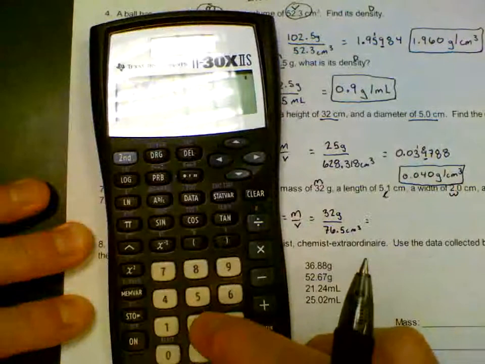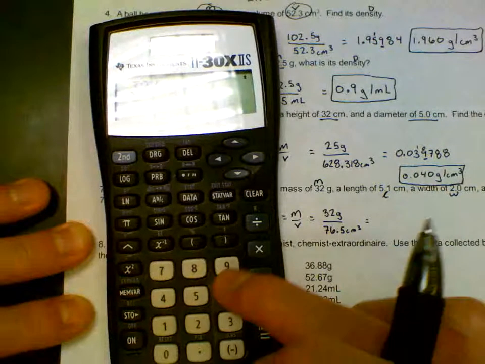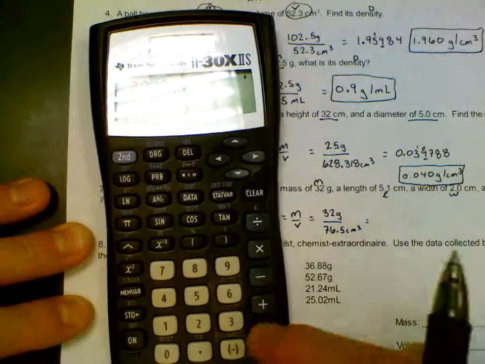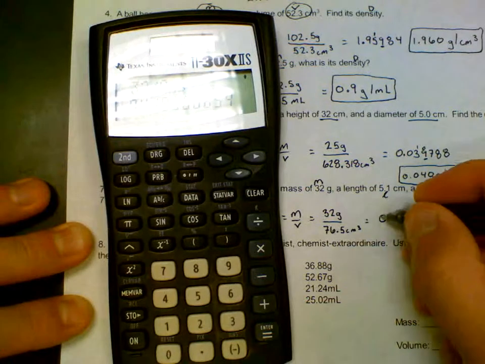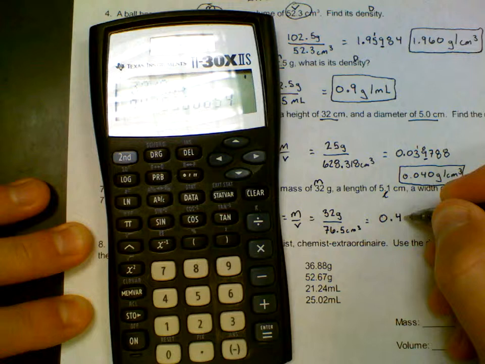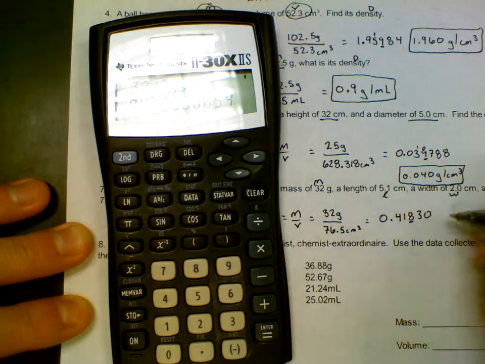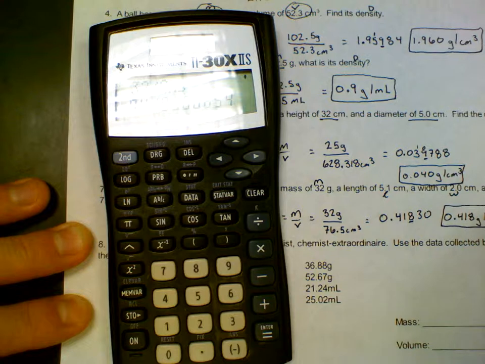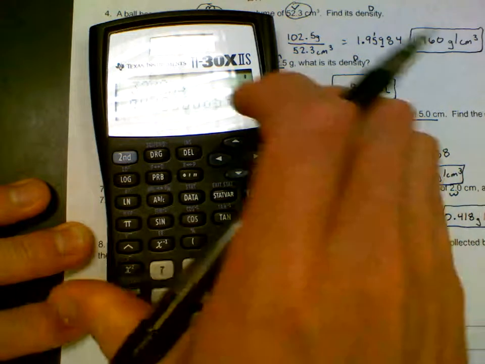Put these numbers into the calculator. Again, second answer key equals 0.41830, keeping to the third digit past the decimal, 0.418 grams per centimeter cubed. Box your answer. Last problem.